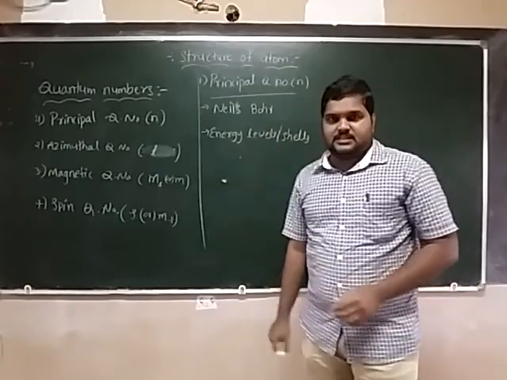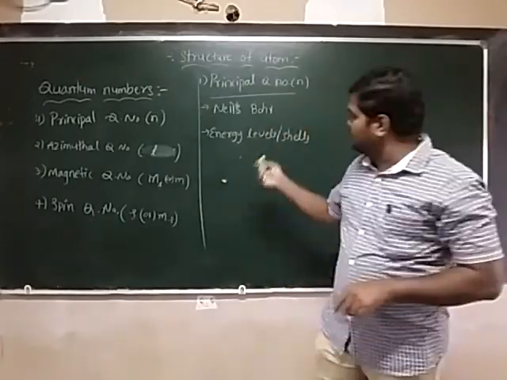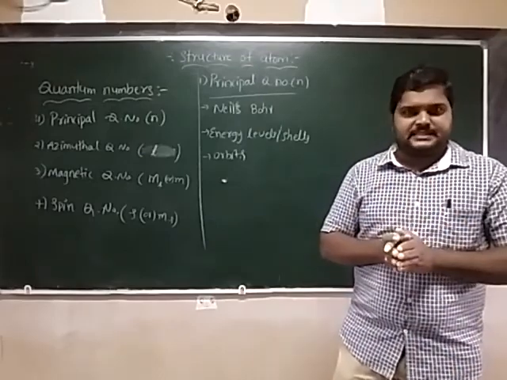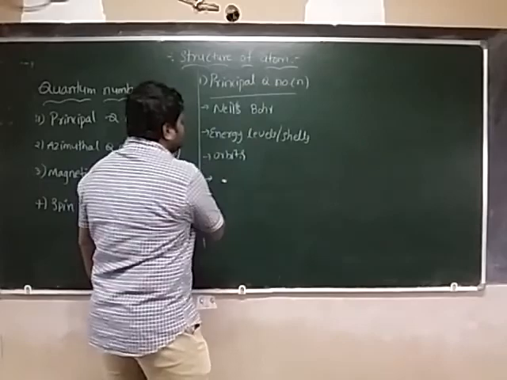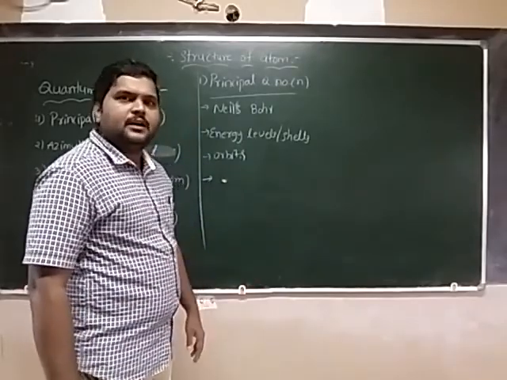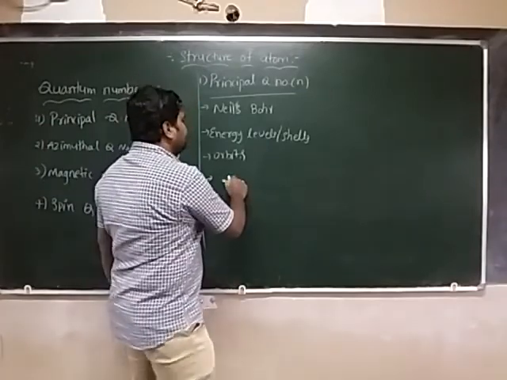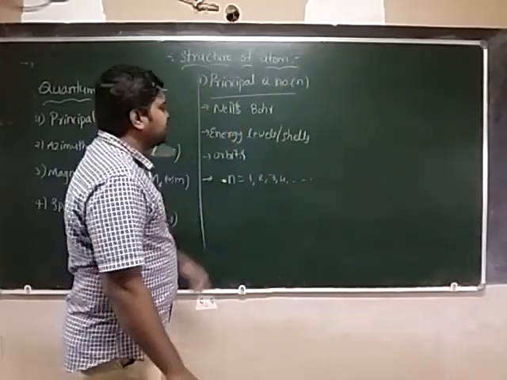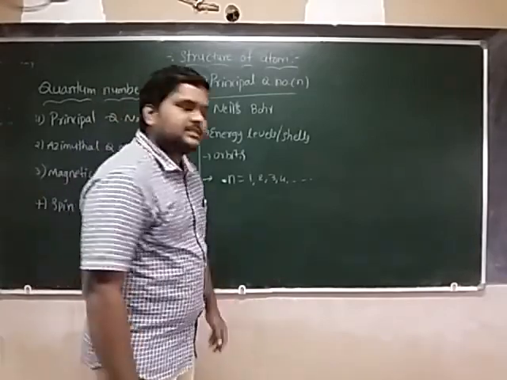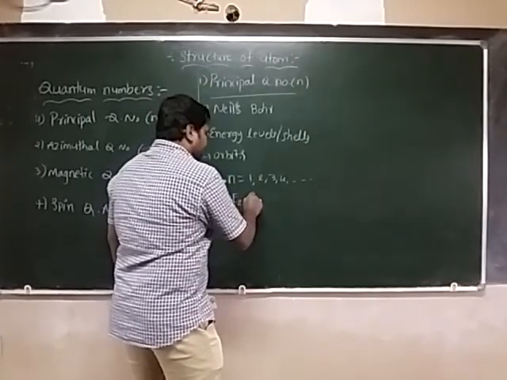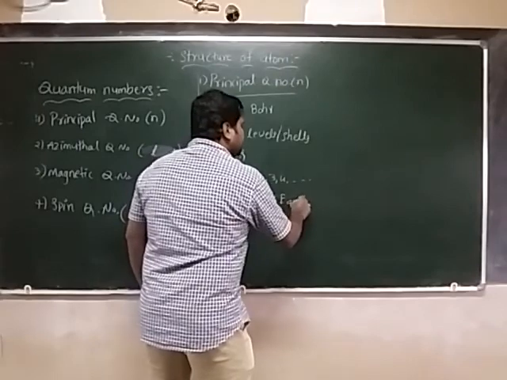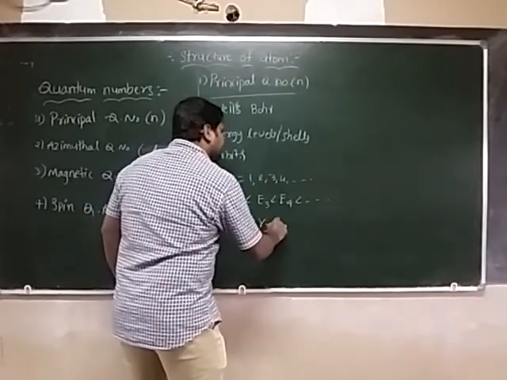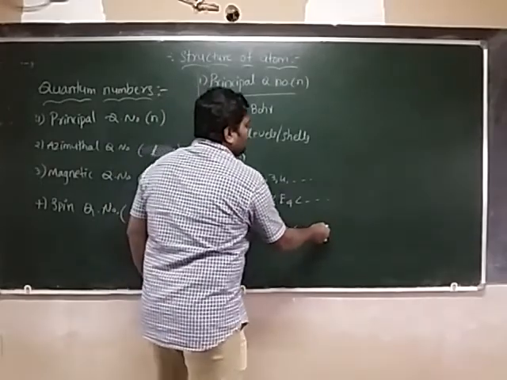So first we look at the shells. The shells present around the nucleus are called orbits. So first, in which shell is it present? Yes or no? It also gives information about the radius of the orbit and the energy of the electron. The n value is 1, 2, 3, 4 and so on. By increasing the n value, the energy of the orbit also increases. E1 is less than E2, less than E3, less than E4, and so on. The radius of the orbit also increases by increasing the n value. That is the principal quantum number.